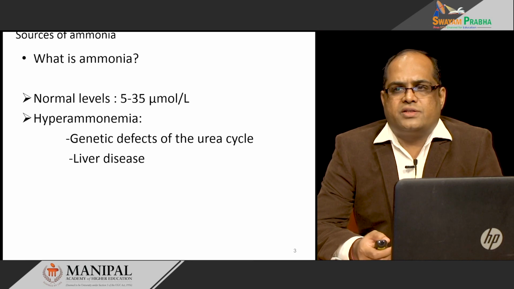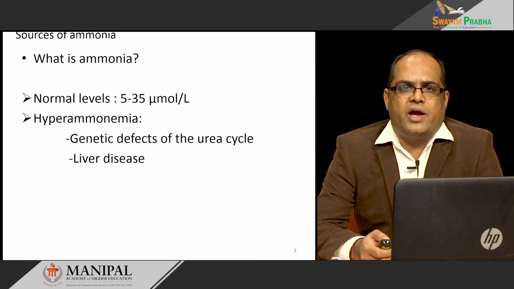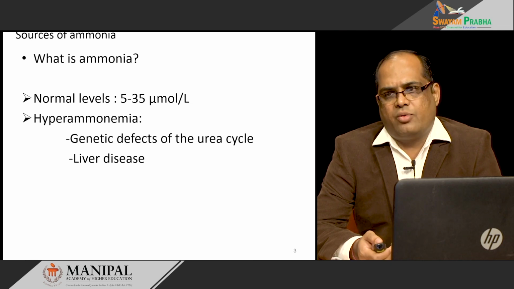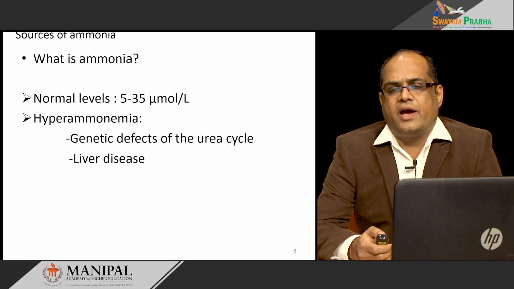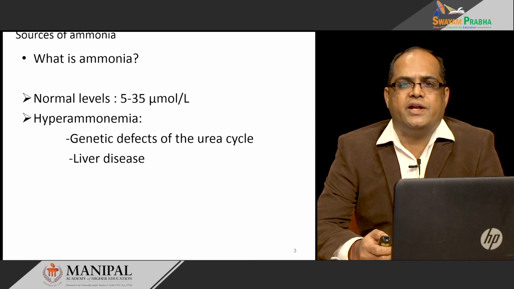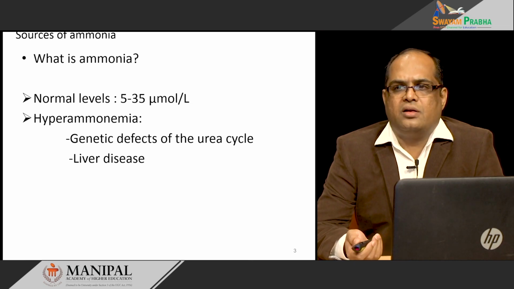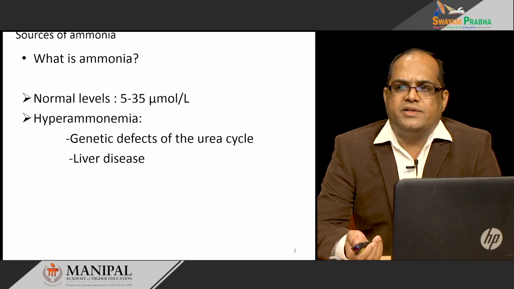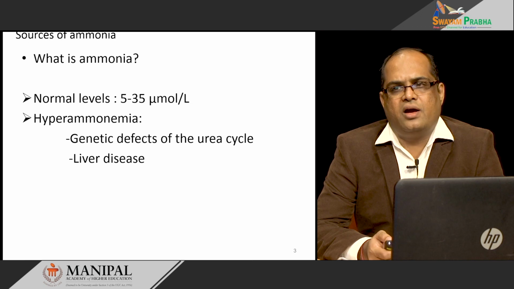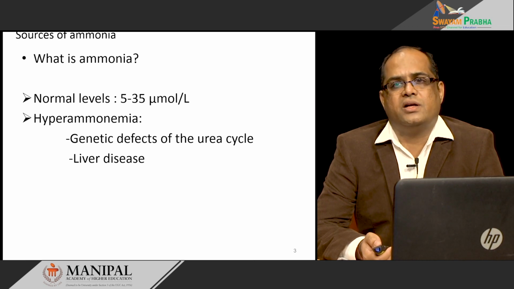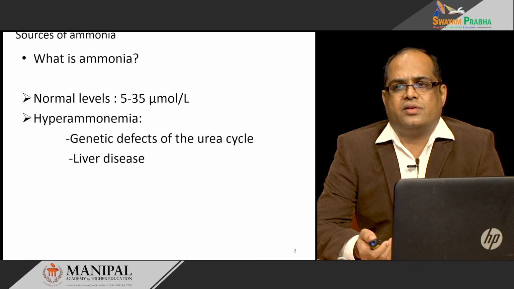So, what are the causes of hyperammonemia? Once ammonia is produced during amino acid catabolism, it has to be detoxified and excreted out of the body. The major part of ammonia is excreted in the form of urea. So, any defect in the enzymes producing urea, that is in the urea cycle, causes an increase in blood ammonia level. Any liver pathology or liver disease also causes hyperammonemia.